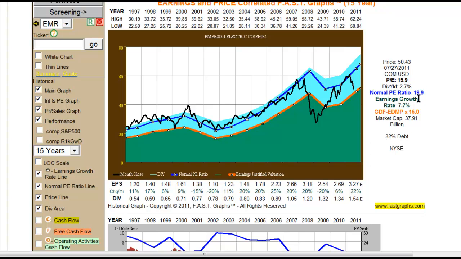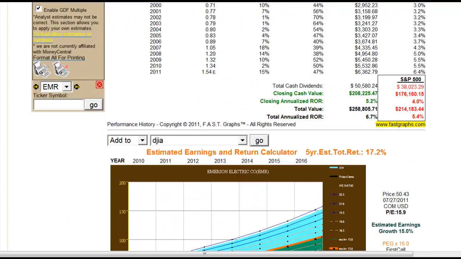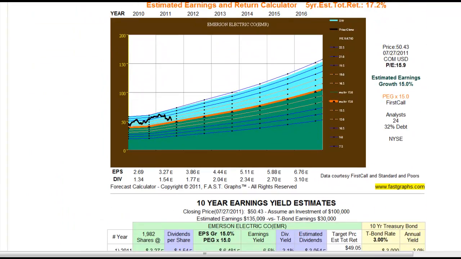Currently, the stock trades at 15.9 times earnings, offers a 2.7% dividend yield, and based on the consensus of leading analysts reporting to First Call, they expect Emerson to grow at 15% going forward, which means that at the current valuation, Emerson Electric appears to be very fairly valued, right in the middle of our valuation corridor.